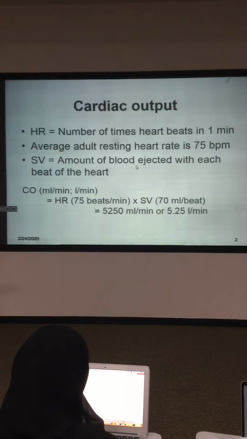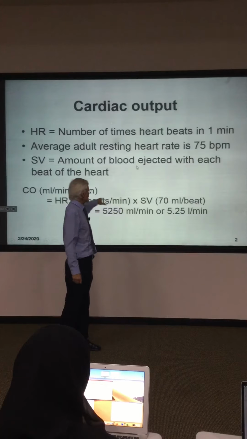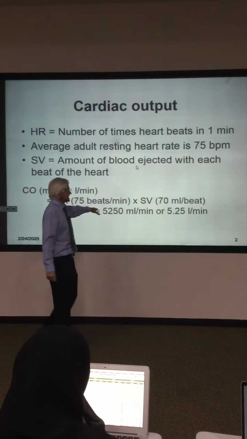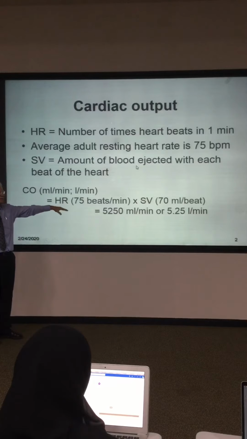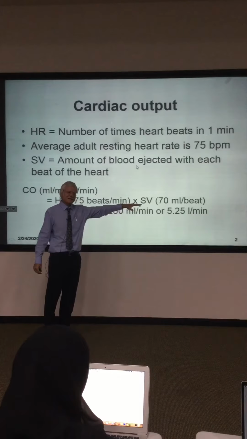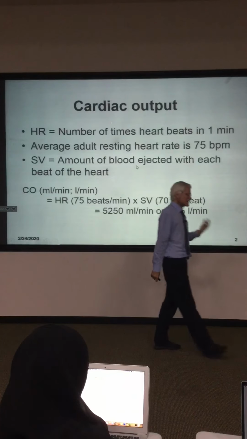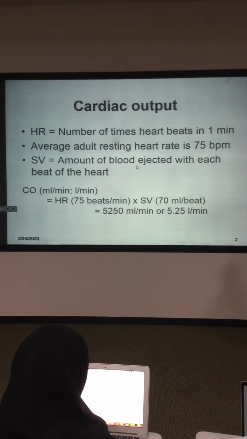And if we assume, for example, 75 beats per minute is the heart rate, and we assume the stroke volume is 70 mils per beat, you multiply one by the other, and you get, in this case, 5250 mils per minute. Or, divide by 1,000, you get 5.25 litres per minute. Okay, so that's the normal resting cardiac output, around about 5 litres per minute.